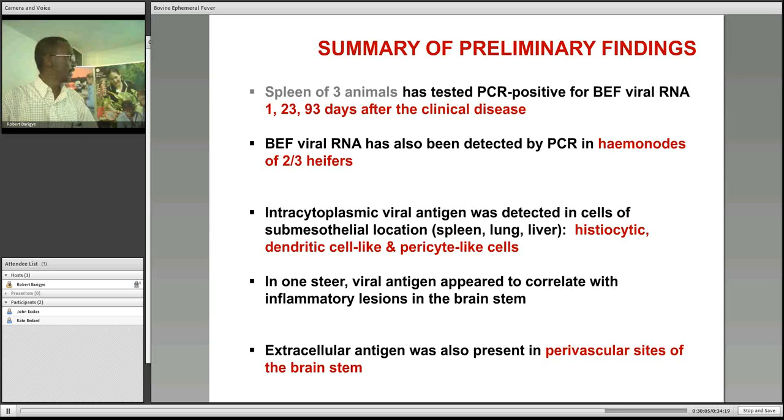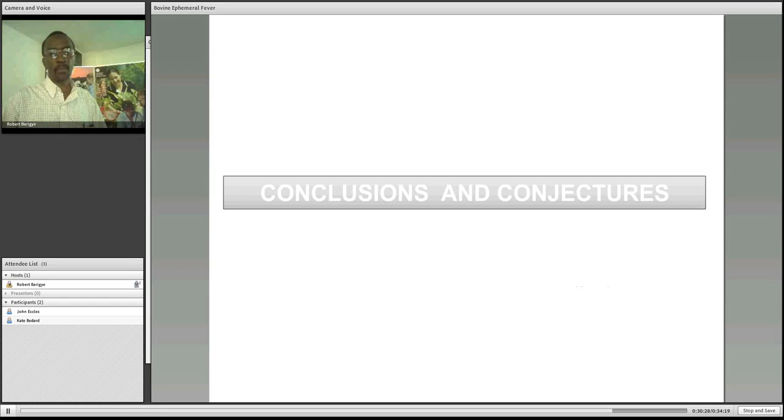And then the other cells, which look like pericytes that I showed that are around the blood vessels. Now, the other interesting finding is that we saw viral protein around blood vessels. And some of that, of course, was within those macrophages, but the other was outside macrophages. And that is significant, as I'm going to be discussing. Because this is preliminary data, I'll put it as conclusions and conjectures.